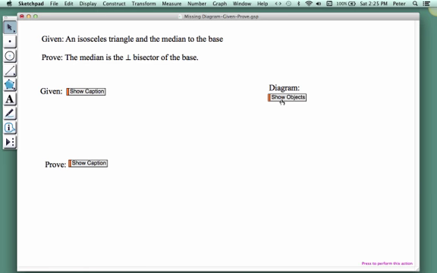So I always put the diagram over on the right, the given and prove on the left, and we start with the diagram. So I want to see an isosceles triangle with the median drawn to the base. So my diagram looks like this. It's an isosceles triangle, and I have AD is going to end up being a median.